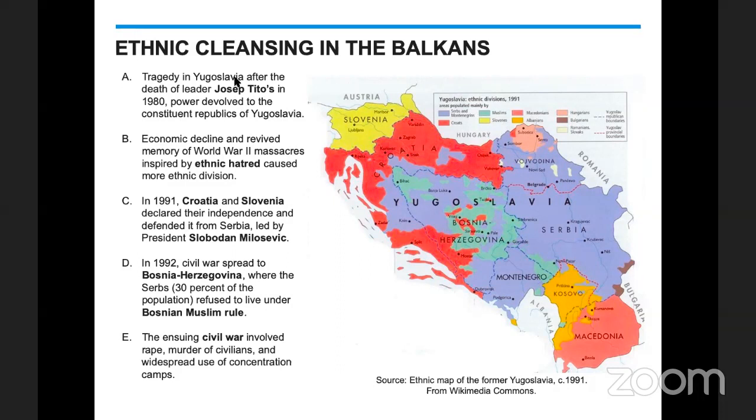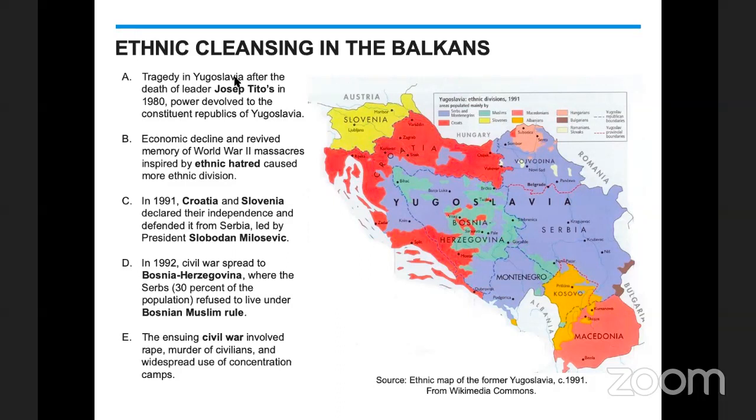So there's tragedy in Yugoslavia after the death of the leader Josip Tito in 1980. And that power then devolved to the constituent republics of Yugoslavia. Tito had kept all this together. He was a dictator. He kept it together. So it wasn't at least open to the West to see any type of strife or discord that was going on in Yugoslavia at the time.